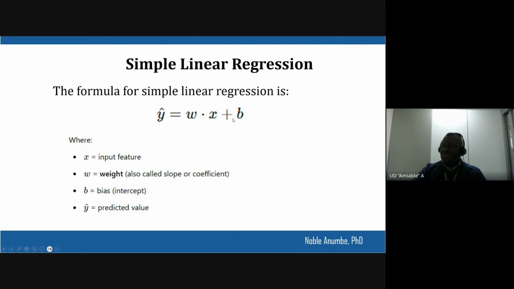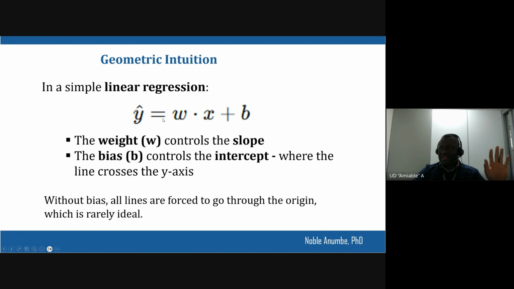So let's go. For a simple linear regression, right? The formula for a simple linear regression is y = w times x + b. Remember, this is what we started with, the equation of a straight line. So it's just telling you for a very simple regression, that's just what it is, right? Where x is the input feature. Remember, we talked about the features. There are different features. So that's the feature. I'm just repeating the same thing I said before. w is the weight, also called the slope or coefficient. And then b is the bias. And then y is your predicted value. So you already know this. I'm not adding anything else.